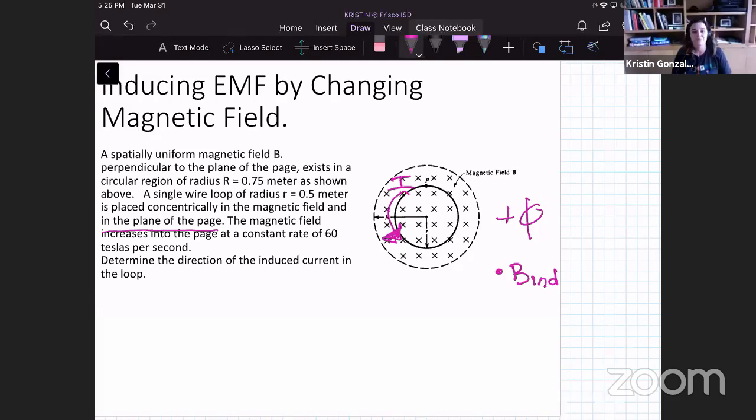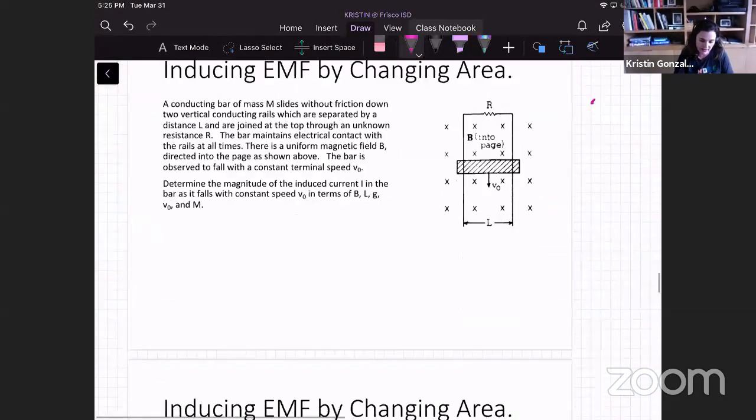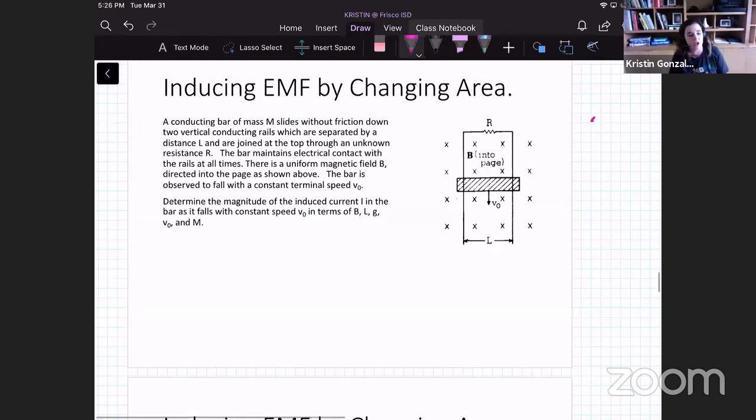Okay. All right, moving on, let's do another one. Let's look at our moving bars. This is always kind of a popular problem in electricity and magnetism type problems.